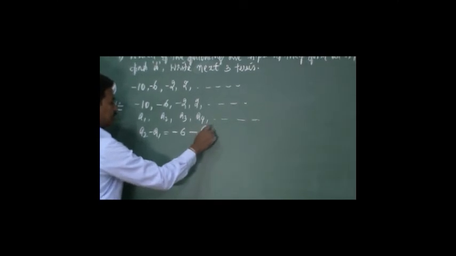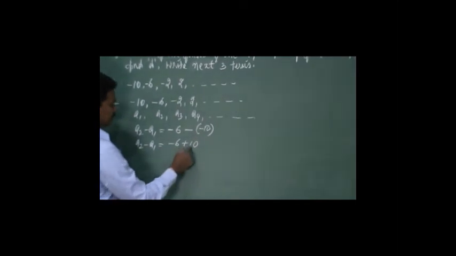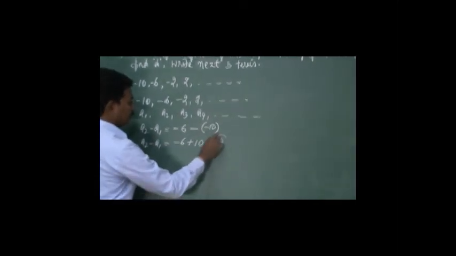So let us find out the common difference. A2 minus A1: A2 is minus 6, minus is in the formula, write the minus sign, A1 is again minus 10. So please keep it inside brackets. So A2 minus A1 is minus 6, minus into minus is plus 10. So minus 6 plus 10 is plus 4.